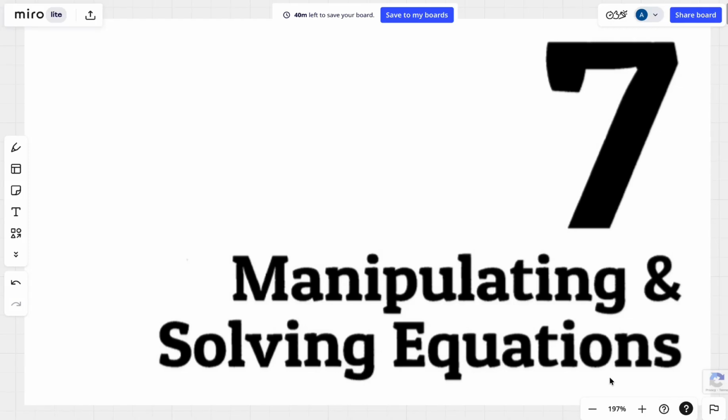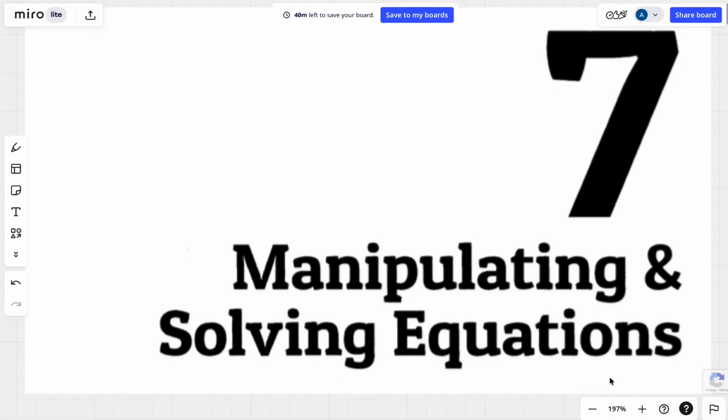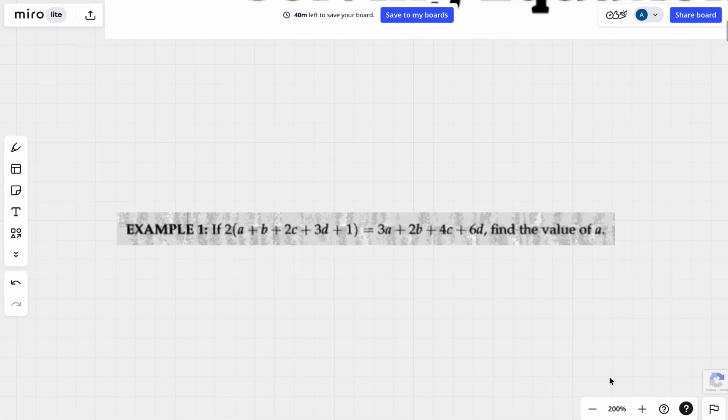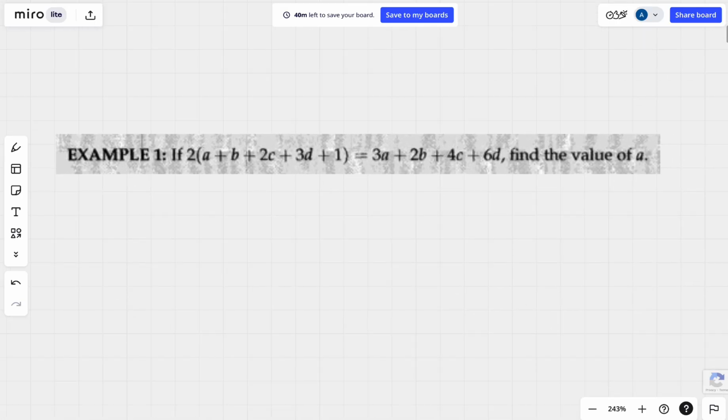Today we'll look at manipulating and solving equations, chapter 7. So let's look at an example. Let's say we have this expression. We need to find the value of a. So first we open the brackets. We have this expression. We'll open bracket.